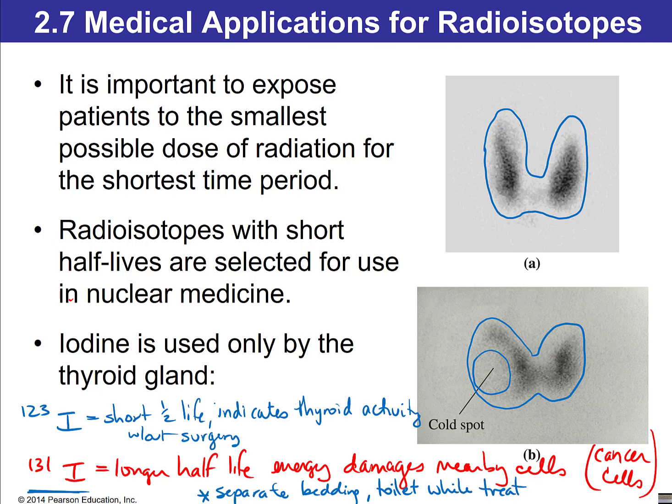So those safety precautions are really for everybody else that's in the house, to try and reduce the exposure of everybody else to any of this radioactive energy.